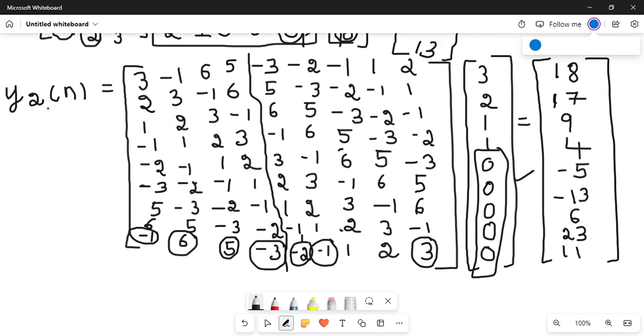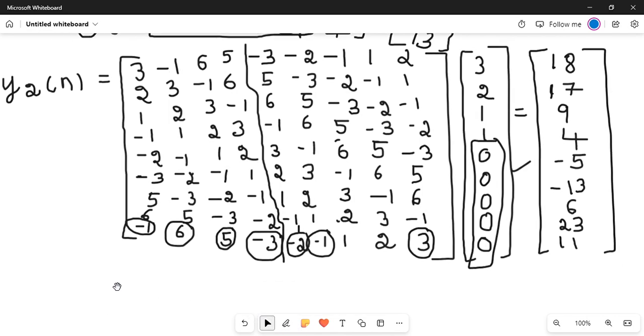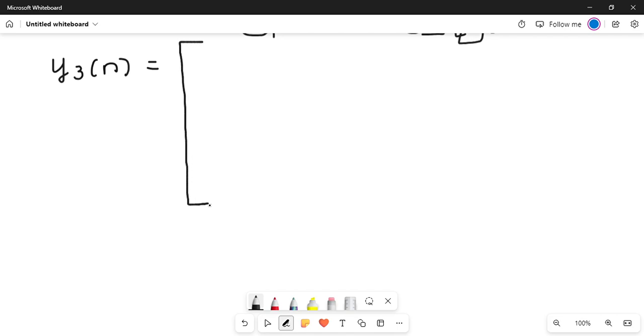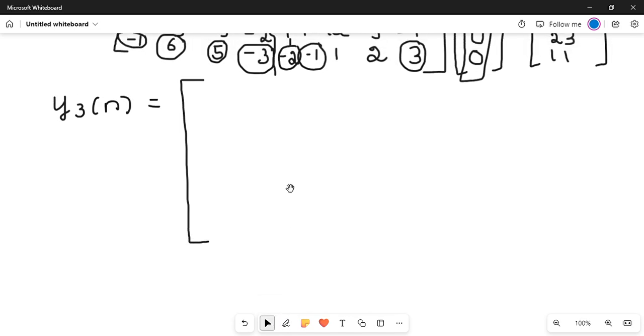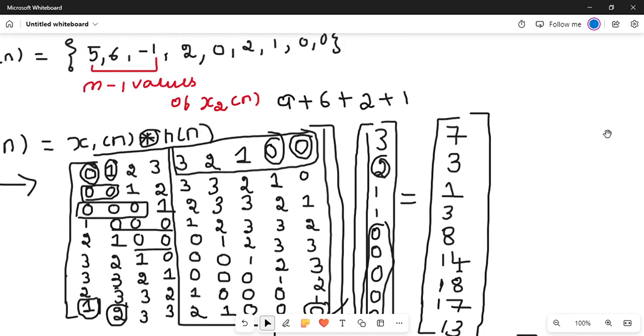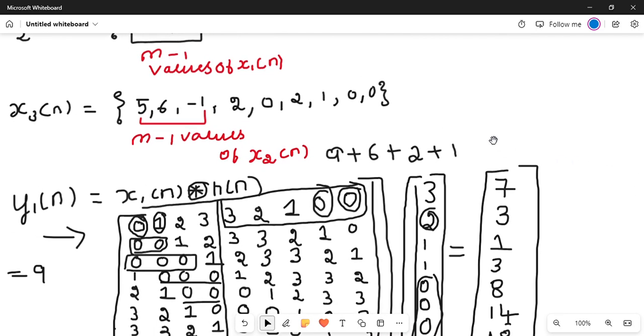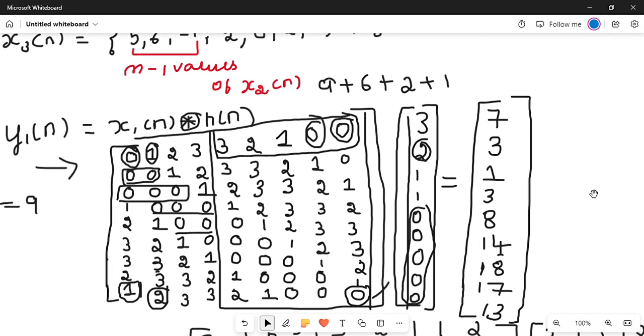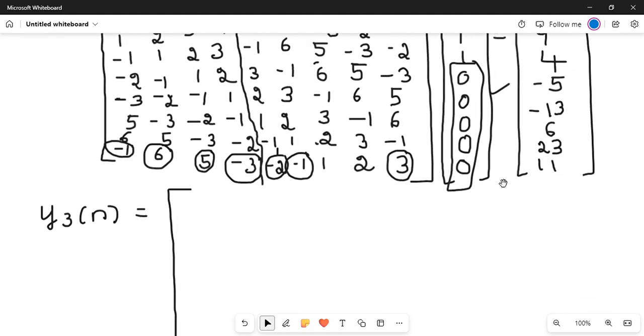So this is what y2 of n is, and then y3 of n. Just a minute, students, I'll do y3 of n. Let me take y3 of n first. What's my y3 of n? This is also easy, because y3 of n is not that complicated.